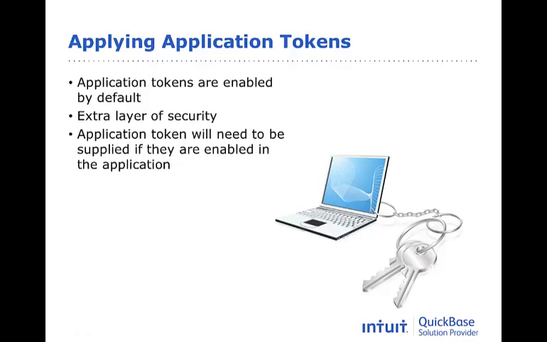QuickBase has application tokens enabled by default. Application tokens provide an extra layer of security to applications, making it extremely difficult for an unauthorized user to make API calls to your application. With tokens enabled, you will need to supply an application token in order to make API calls. Here's an example of using tokens in an API edit record call.